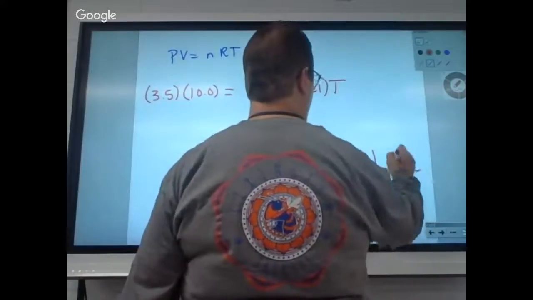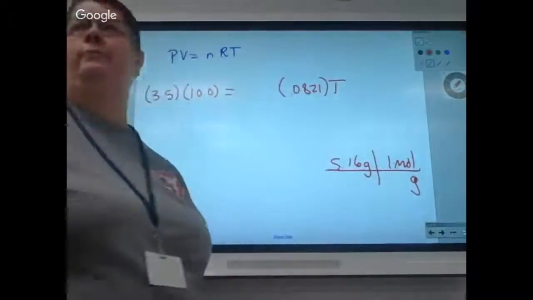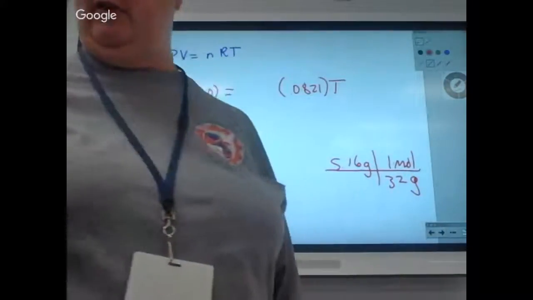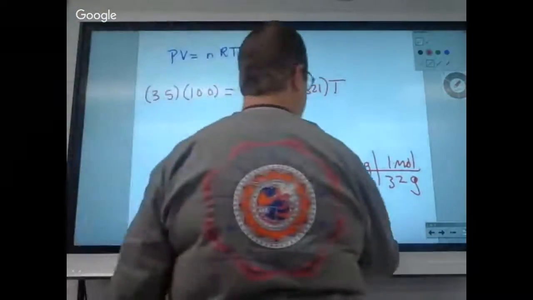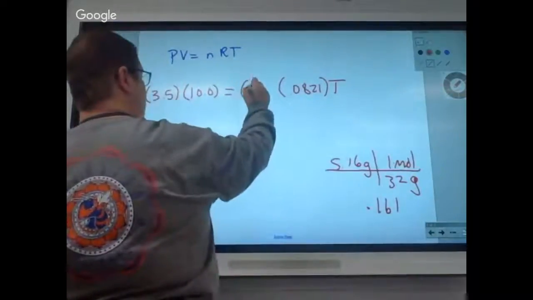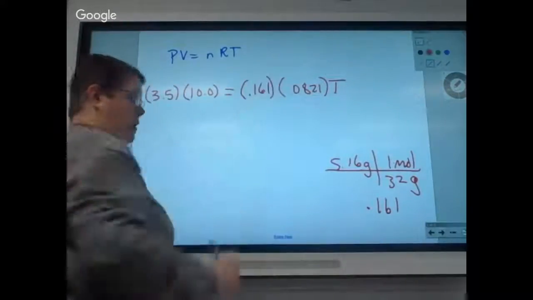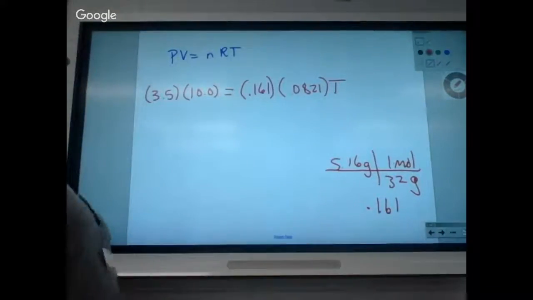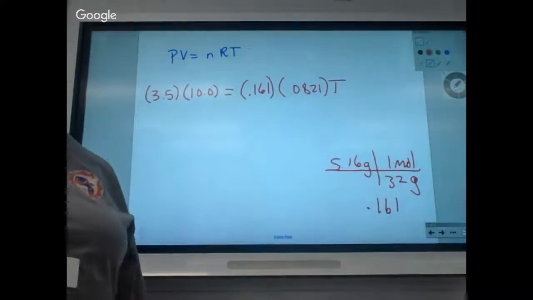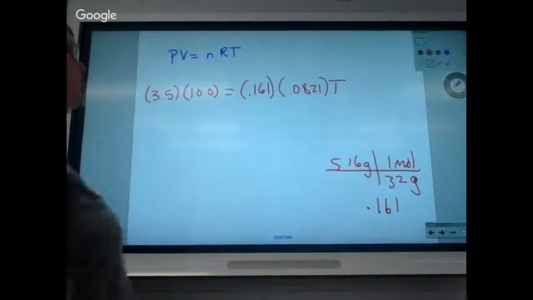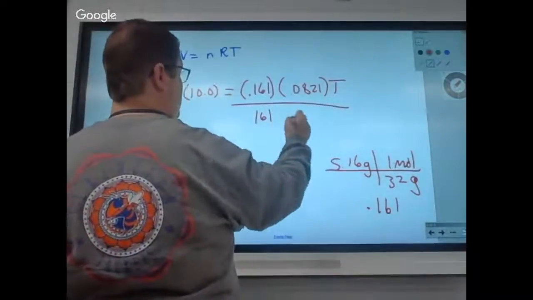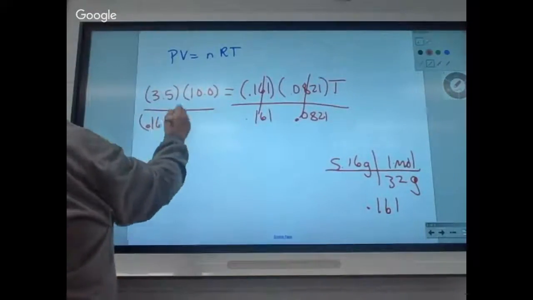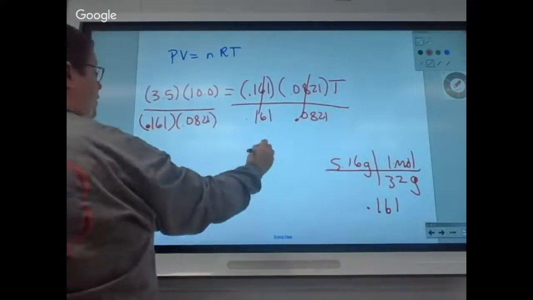And this is what Karina did wrong. She forgot oxygen is diatomic. So instead of using 16, she's got to use 32. So 5.16 divided by 32, and I got 0.161. I put 0.161 there when I calculated. If you put 0.16 or round to 0.2, that's going to change your answer significantly. That's why I said there'd be more play in the answer. So we're going to divide by 0.161 and 0.0821, and that'll give you your temperature.